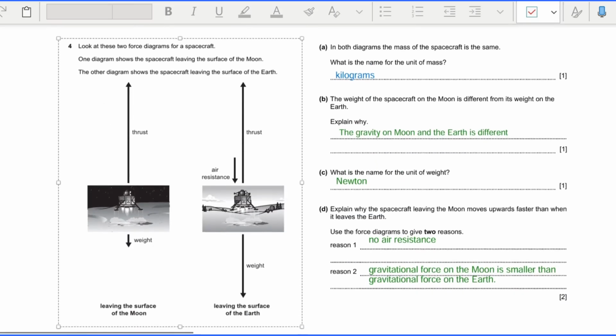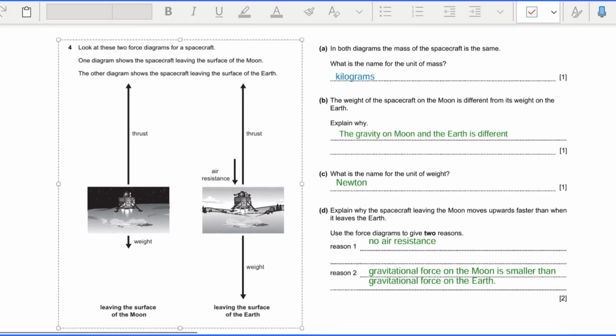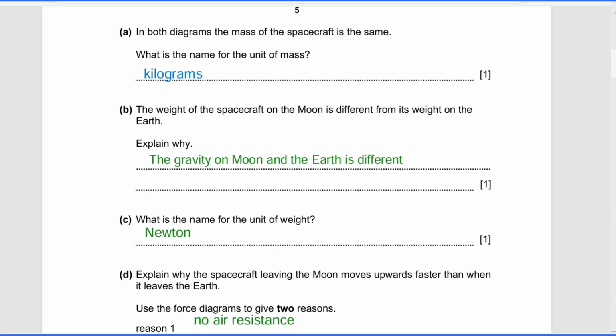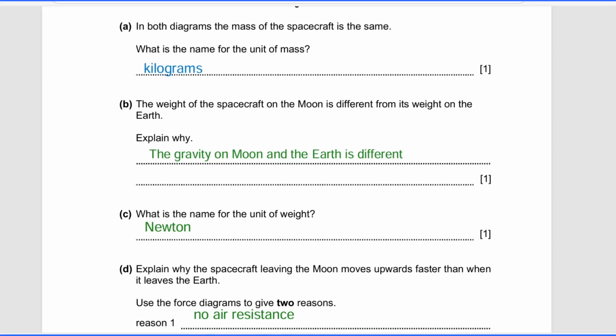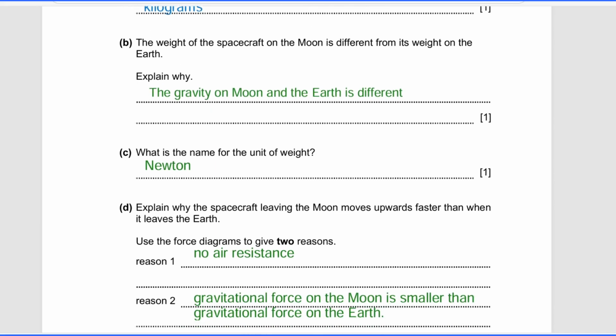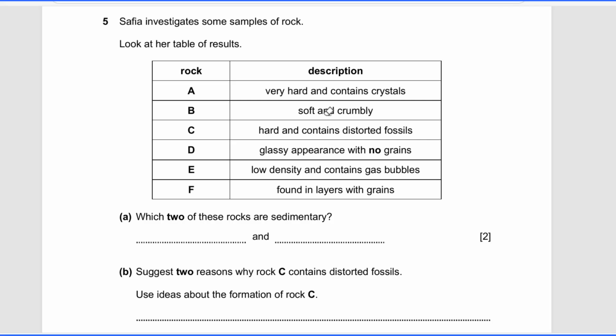Well, the correct answer is, reason 1: why does the spacecraft leaving the moon move faster? Because on the moon there's no air resistance. And the second, the gravitational force on the moon is much smaller than the gravitational force on Earth. Those are the 2 reasons. So these are the answers for number 4, A, B, C, and D. Now let's move on to number 5.